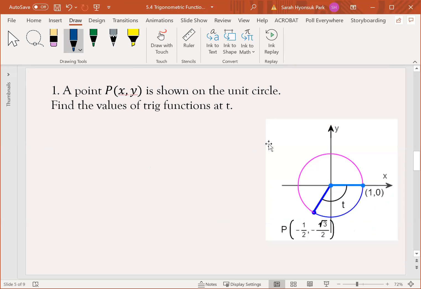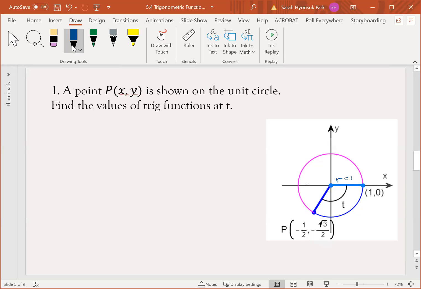Okay, so let's actually do a problem. So let's take a look at this graph. We already have a unit circle. And you see how instead of using theta, we're using t. That tells me that we're working with the unit circle with the radius 1. And the point that it's at is (-1/2, -√3/2). So let me just go ahead and label this r is equal to 1.